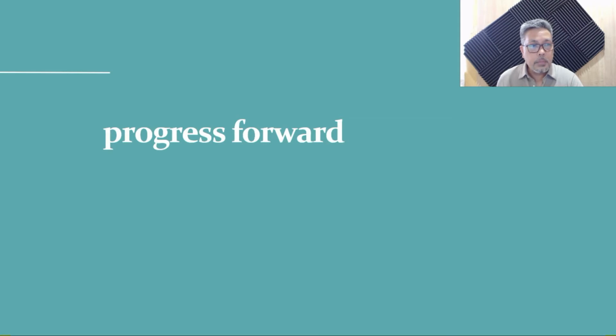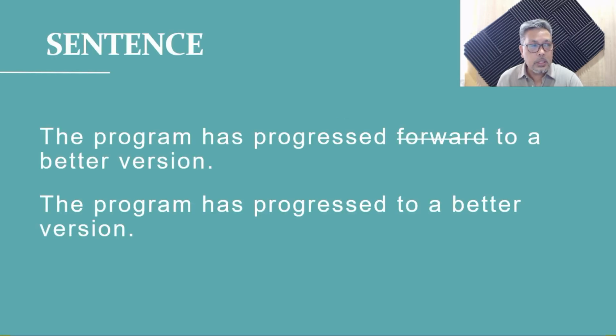Another common redundant word combination is the phrase progress forward. So progress here, we're using it as a verb, not as a noun. The meaning of progress is to move forward, right? Or to develop. We don't need the word forward anymore to communicate that message, right? So the sentence is, the program has progressed to a better version, not the program has progressed forward to a better version. So we're striking out the word forward there as it is redundant.